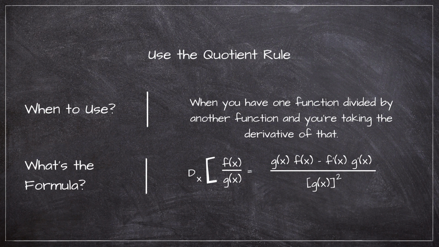The formula of the quotient rule is g of x times f prime of x minus f of x times g prime of x over g of x squared. Simply, it says that the derivative of a quotient is the denominator times the derivative of the numerator minus the numerator times the derivative of the denominator, all divided by the square of the denominator.